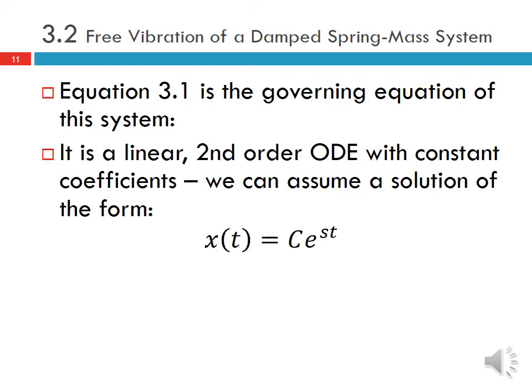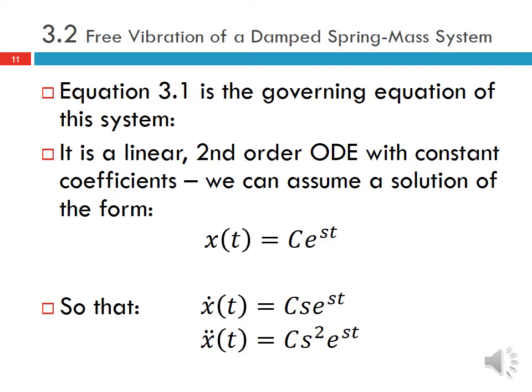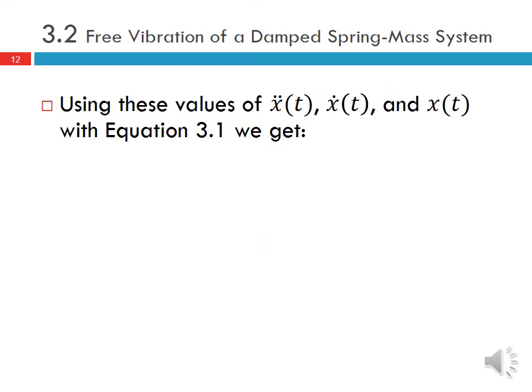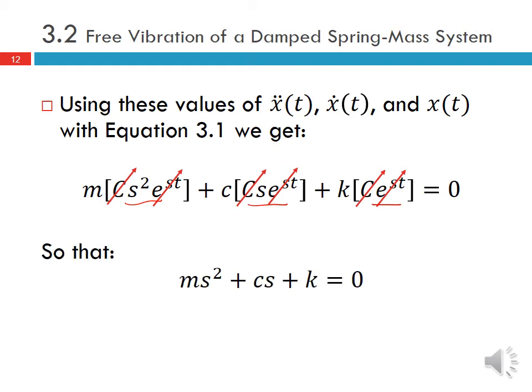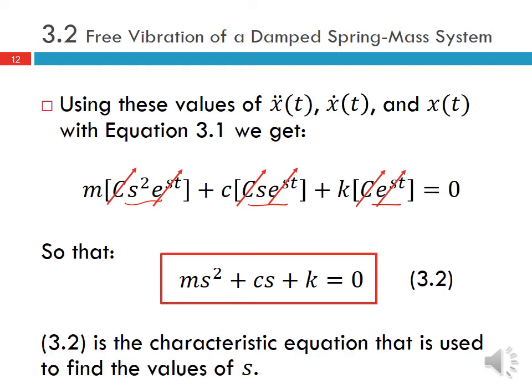So we can assume a solution of the form x of t equals c e to the st. Then we take the derivative: x dot is equal to cs e to the st, and x double dot is equal to cs squared e to the st. Now we can plug these values into equation 3.1 to get the expression shown here. We can cancel out the common terms, and we get ms squared plus cs plus k equals 0. This is the characteristic equation that is used to find the values of s.